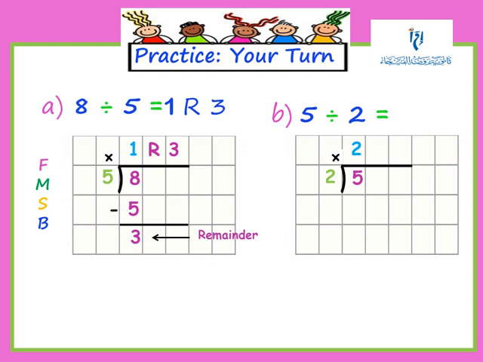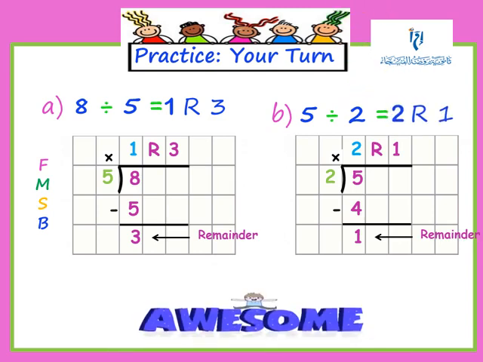Then we move to the second step, multiplying. 2 times 2 is 4. We place the 4 just below the 5. Then the third step, which is subtracting. 5 minus 4 is 1. 1 is the remainder because we have no more digits to bring down. But first, we have to check that 1 is less than 2, and it is. We write it next to the 2. So 5 divided by 2 is equal to 2 with a remainder of 1.